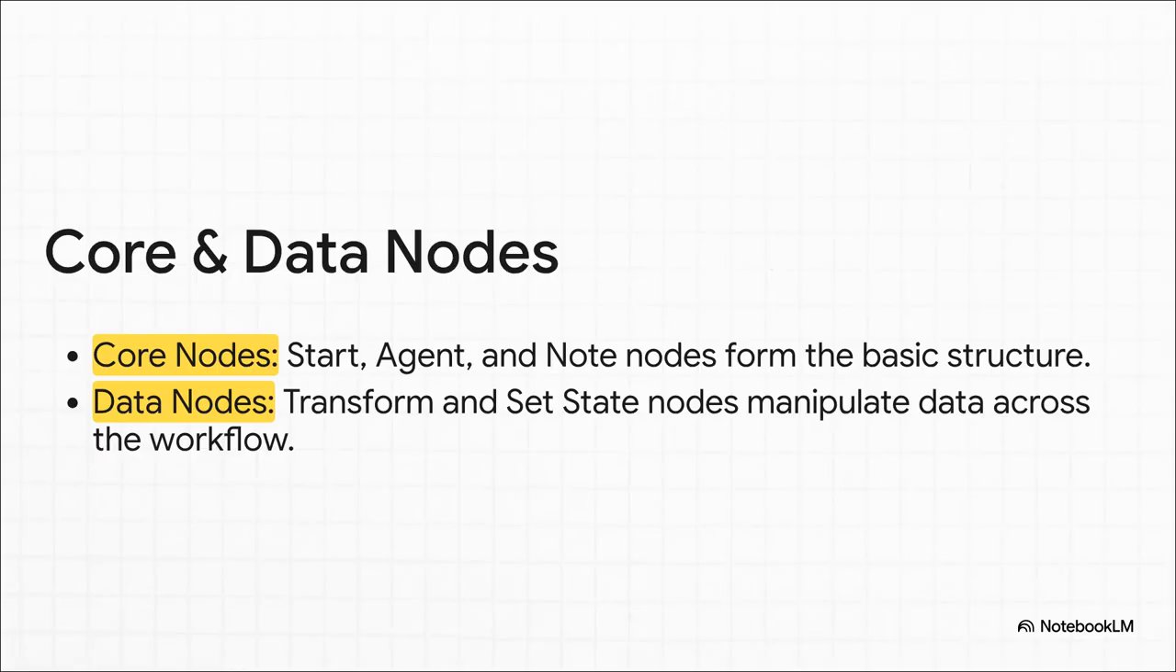So what are these building blocks or nodes, actually? Well, the most basic ones are the core nodes. You've got a start node where the user input comes in, an agent node that holds the AI model's instructions, and even note nodes just for leaving comments for yourself. Then you have data nodes. These let you mess with the data as it flows through the system, like changing its format or saving it as a variable to use later.